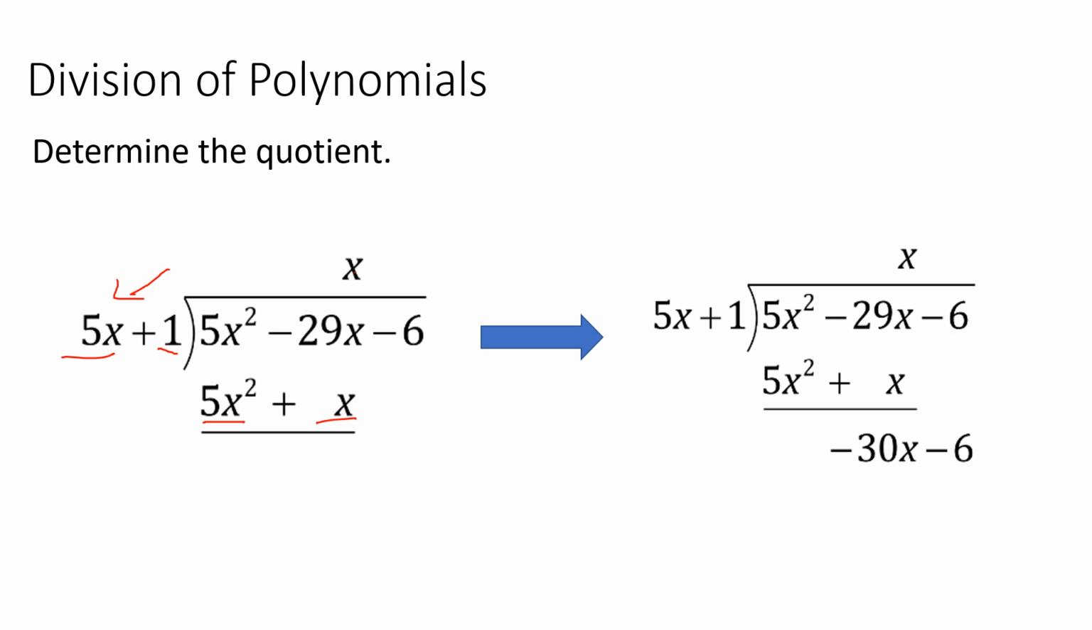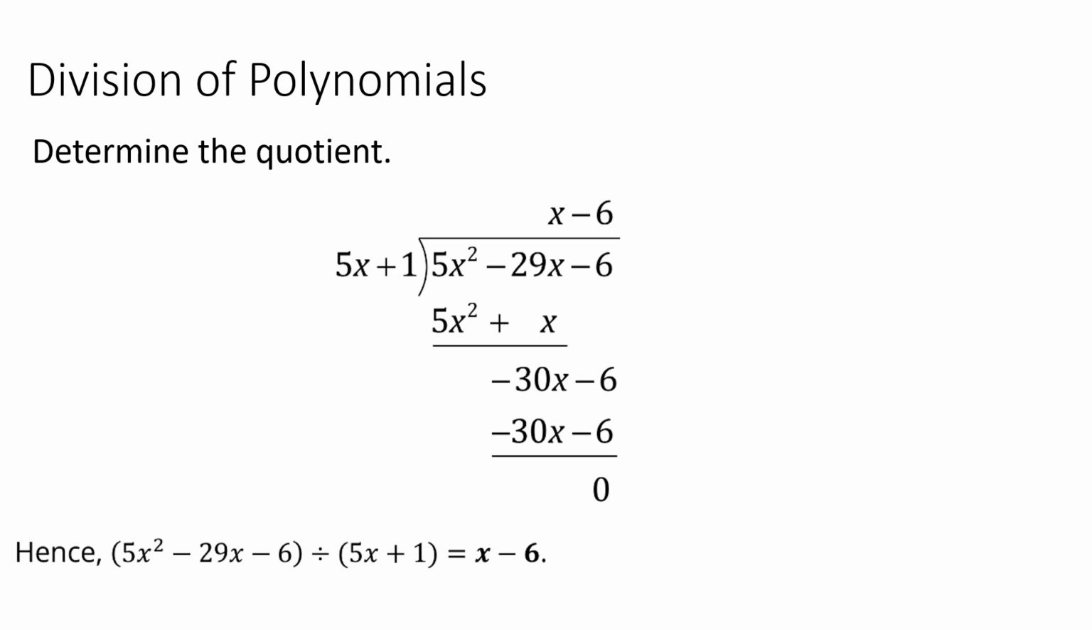And then we will subtract: negative 29x minus x will give you negative 30x, and 5x squared minus 5x squared is 0. Then bring down the last term, which is negative 6. And then we repeat the process. Negative 30x divided by 5x is negative 6. Negative 6 times 5x is negative 30x, and negative 6 times 1 is negative 6. Subtract, and we have 0. So the final answer is x minus 6. So that is how we multiply and divide polynomials.